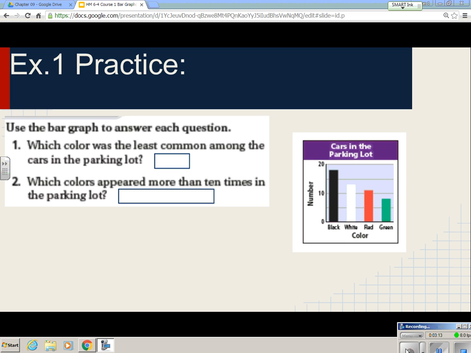All right, it's your turn. I want you to look at this graph that we have here about cars in a parking lot. And you're going to answer these 2 questions. When you're done, come on back and we'll see how you did.